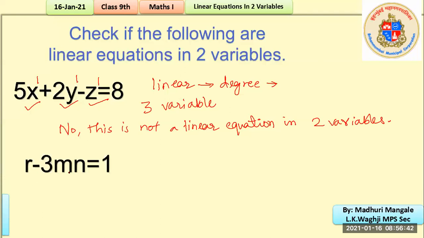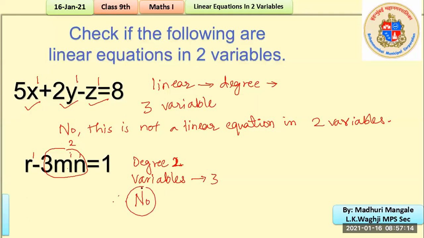That is another question. So clearly you can see the degree here for this term, we combine the degree. m and n are in multiplication, so 1 plus 1, the degree is actually 2. The highest degree is 2. And how many variables? There are three variables. Therefore, no, this is not a linear equation in two variables.